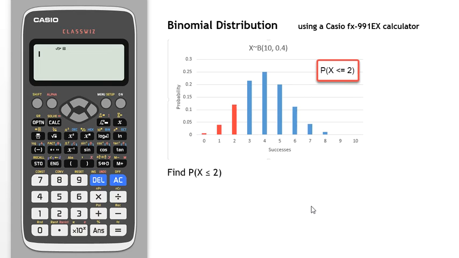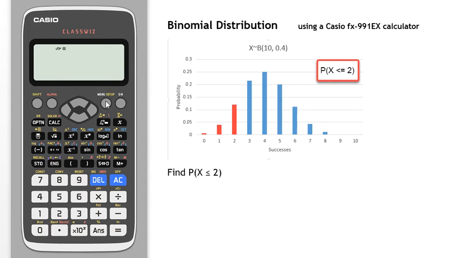Welcome to the second of two video clips in which we look at the binomial distribution functions of the Casio Classwiz calculator. Here we have a binomial distribution. X is binomially distributed, sample size 10, probability of success 0.4. And we wish to find the probability that X is less than or equal to 2, so the red area here.